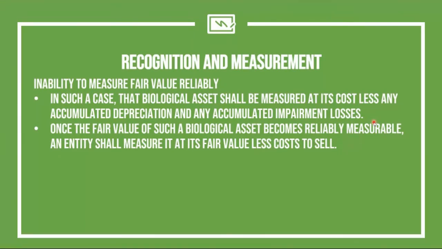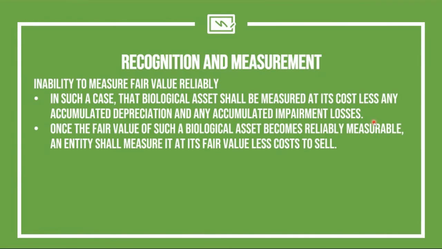But if at certain points they do not know the fair value, or at initial recognition they do not know the fair value, then they will measure it at cost first. So how much did they spend to acquire that biological asset? So at cost, so cost less accumulated depreciation and accumulated impairment loss, similar to how we will measure PPE, how we will measure investment property.